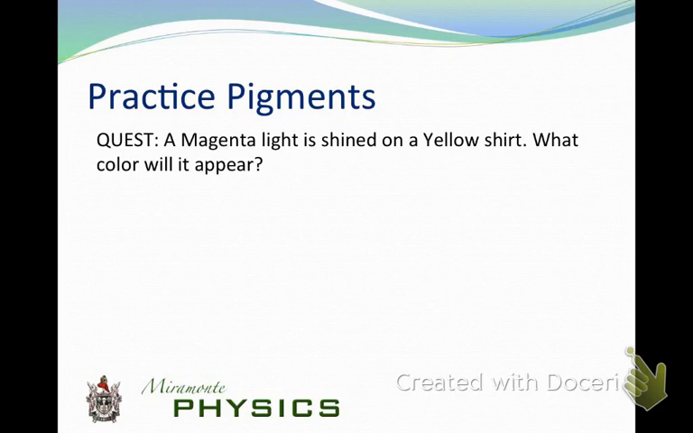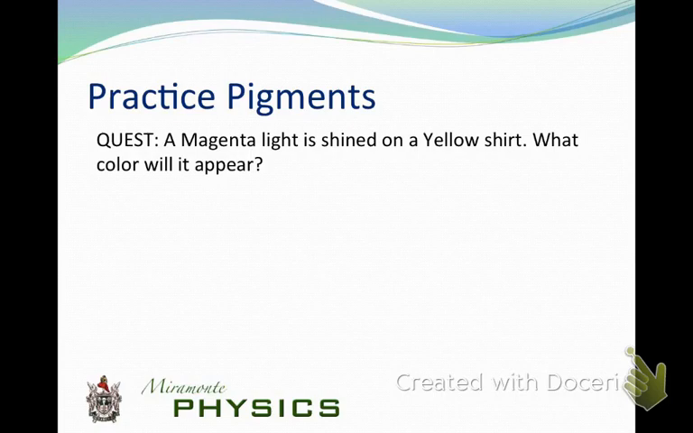So here we go, let's practice. A magenta light is shined on a yellow shirt. What color will it appear? Okay, magenta light shined on a yellow shirt. What color will it appear? Karen, want to take a stab at it? Green. Is that right? I haven't even thought about it.